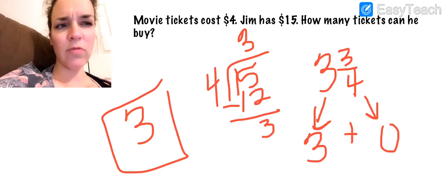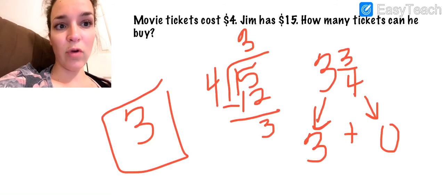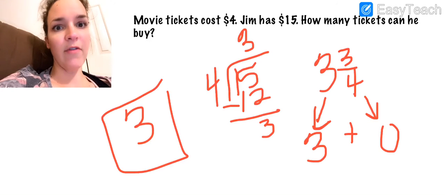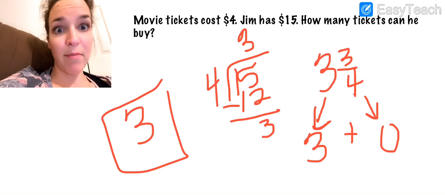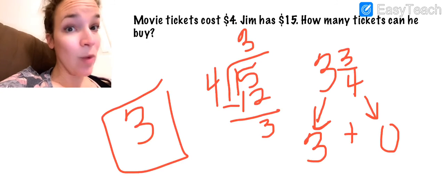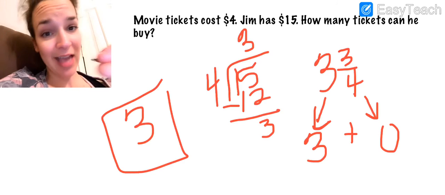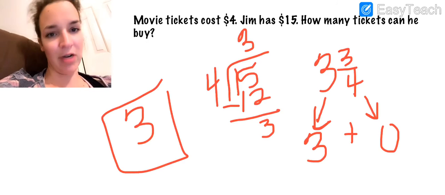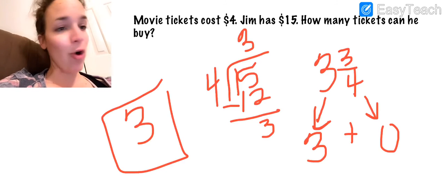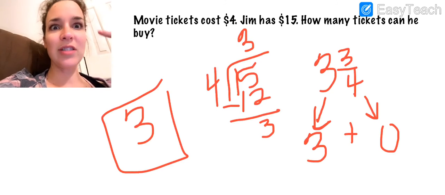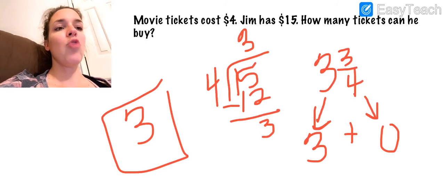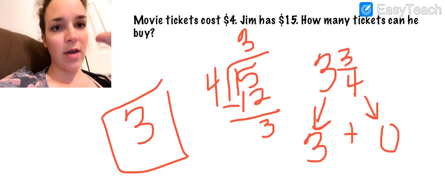Again, it's just reasoning. It's just thinking about the situation. What makes sense here? Does it make sense that he could use that extra 3/4 to buy a whole ticket? Well, no. If you don't give them enough money for an entire ticket, they're not going to give you anything. They're not going to tear a piece of the ticket off and say, here you go, you can watch half the movie. You have to pay for a whole ticket or none. So we want to think through those things when we're solving problems like this. Okay, let's look at the next one.